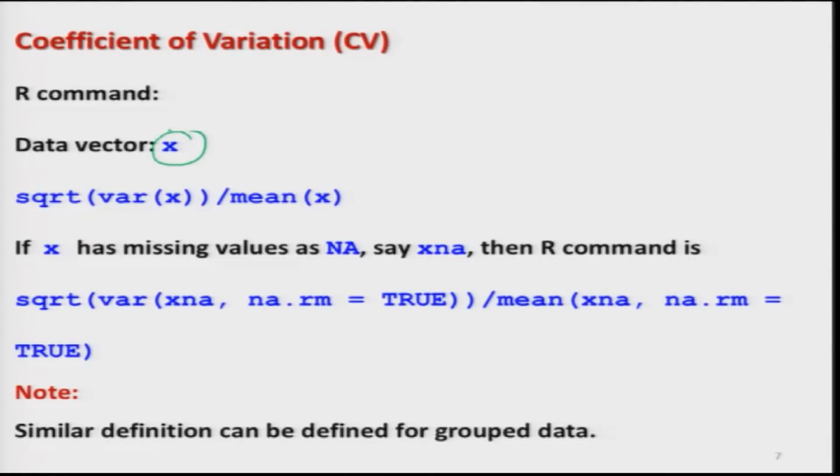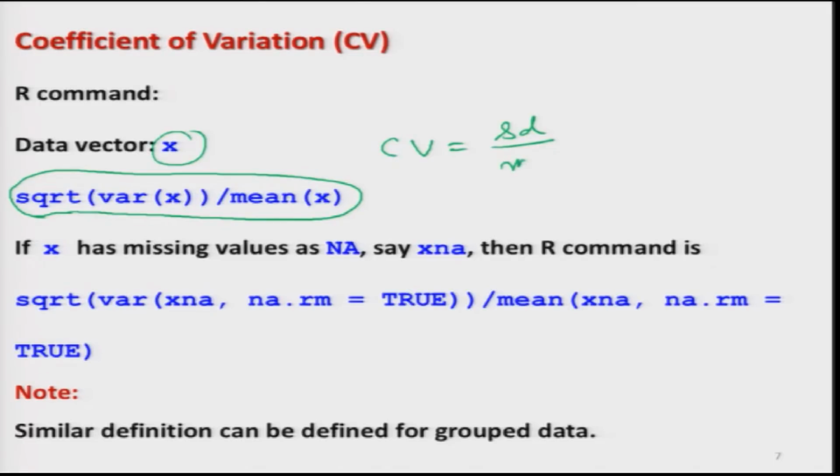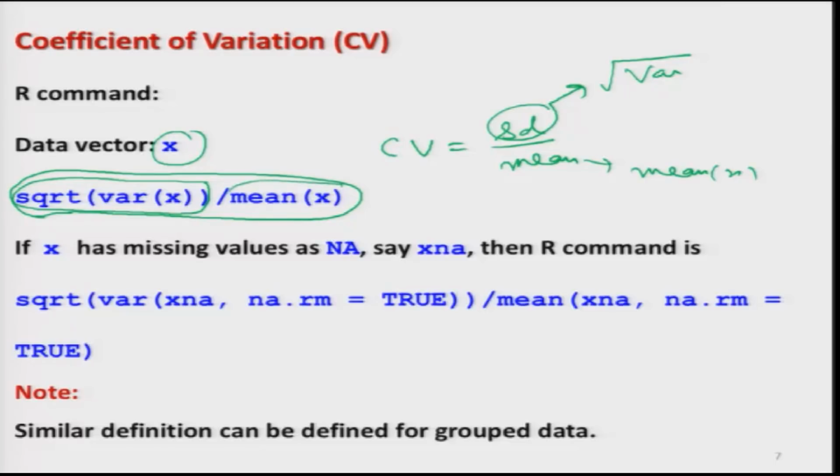Okay. So, if we have a data vector x, then the coefficient of variation is going to be defined like this. What is this? The coefficient of variation is simply the standard deviation upon the mean. The standard deviation is nothing but the square root of the variance, and the mean is given by the function mean of x. So, first I find the square root of the variance, which gives me the standard deviation, divided by the mean of x, and this will give me the value of the coefficient of variation.